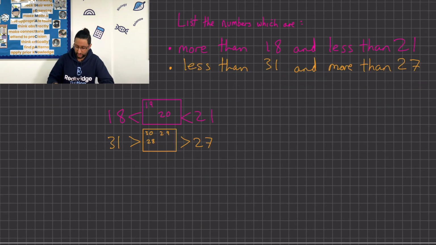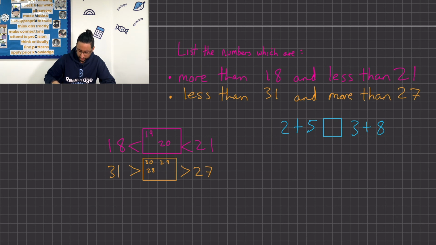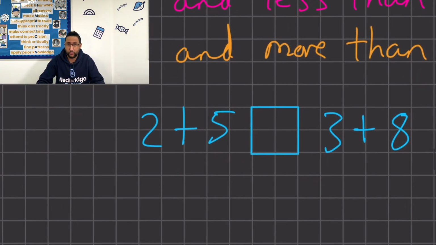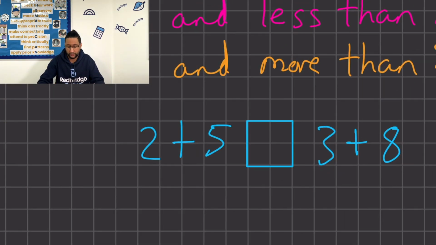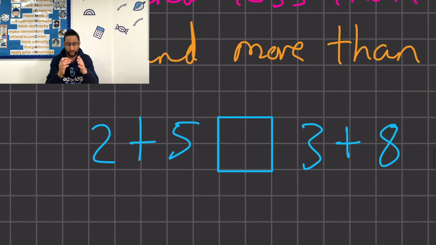Okay, so just to finish off, let's look at one more question, just slightly more complex. So we've got 2 plus 5 on one side and 3 plus 8 on the other side. So again, our choices are: are they equal? Is one side more than the other, or is it less than the other? So let's start by working out the left-hand side.